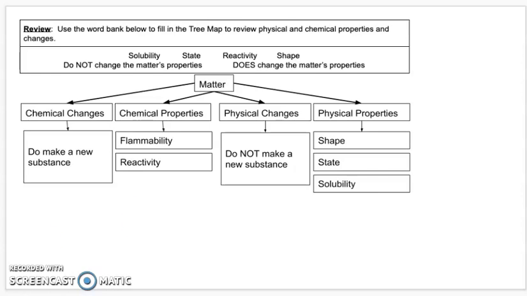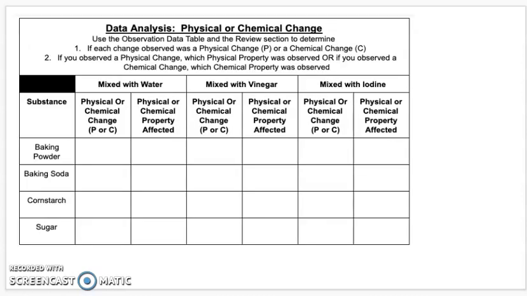All right, so now we need to look and figure out, based on what we saw yesterday, did I see any new matter or not? And so is that a chemical or a physical change? And then which property did I see? So let's look at this one. First off, if each change observed was a physical change, a P, or a chemical change, a C, that's the first thing that we need to write down. Was it new matter, or was it the same matter, just looks different?